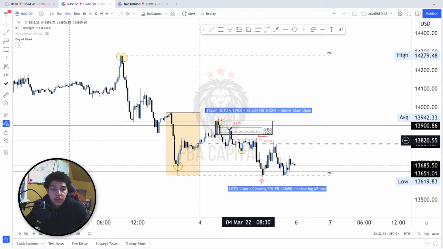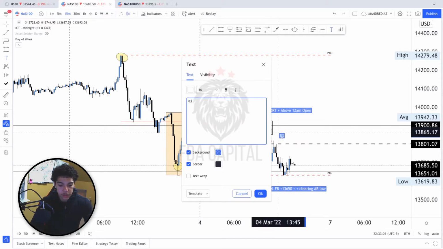So at what time? The first time was at 8:30, the NFP spike, and then 9:30. So at 8:30 and 9:30. So at 8:30, move this higher. So at 8:30 and 9:30, we traded into the 15-minute bearish order block, along with the Fib short.